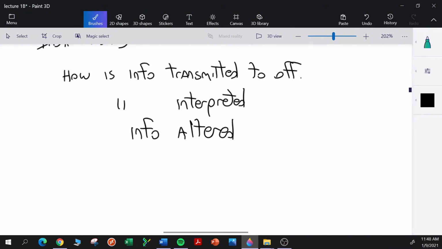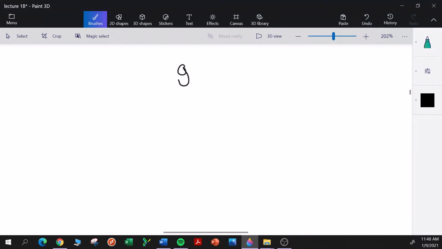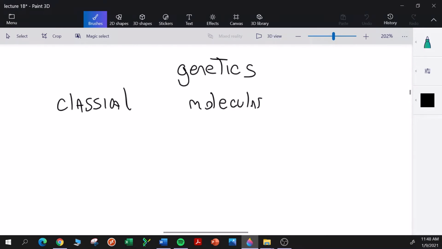So genetics can be divided into a number of different subdisciplines. I should spell it correctly, huh? Genetics. So a number of different subdisciplines. We can have classical genetics, molecular genetics, and population genetics, which are just three of the possible subdisciplines of genetics.